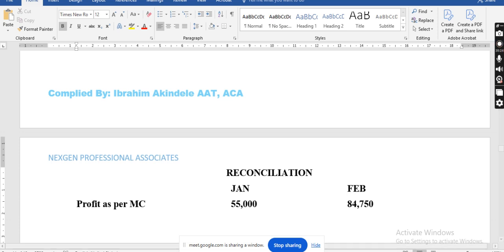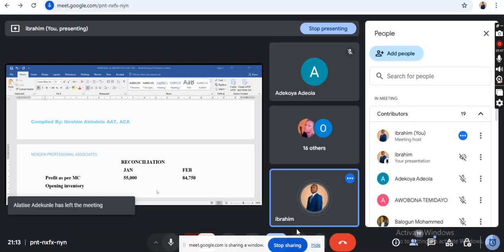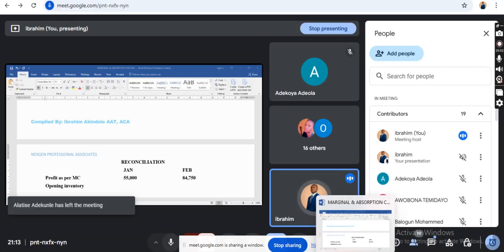Now, we'll go into the valuation. We'll start with the opening inventory. Don't forget that there was no opening inventory in January, but there is opening inventory in February. Is that not so?